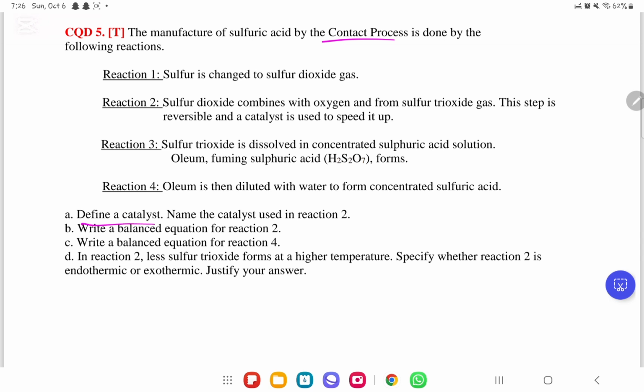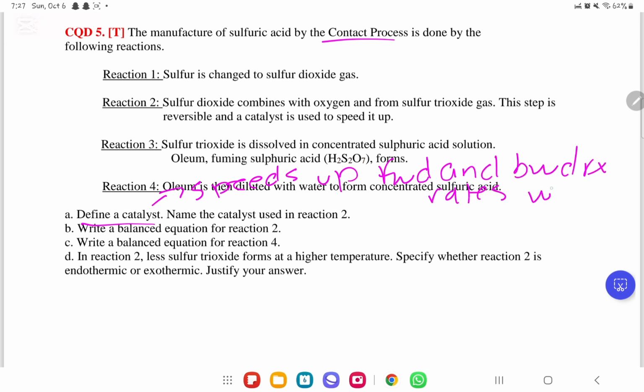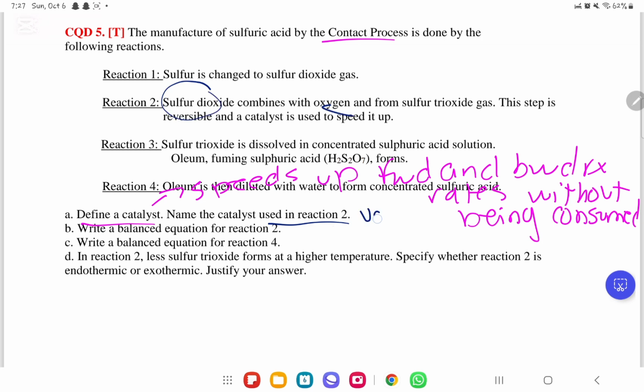So they said define a catalyst. What is a catalyst? It speeds up forward and backward reaction rates without being consumed. Now define the catalyst used in reaction 2. What was it? Sulfur dioxide combined with oxygen. As soon as you see sulfur dioxide and oxygen, know that the catalyst is vanadium(V) oxide.